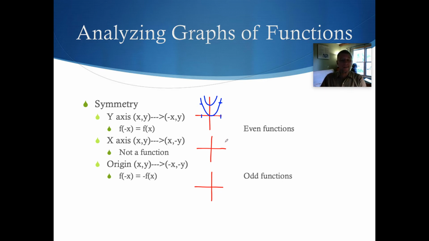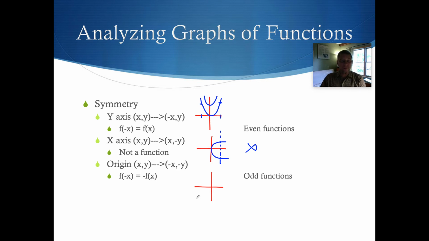Now, a relation that is symmetrical about the x-axis, and I haven't drawn this very well, but notice that it fails the vertical line test. In this case, it hits 2 points on the relation, and so it's not a function at all.